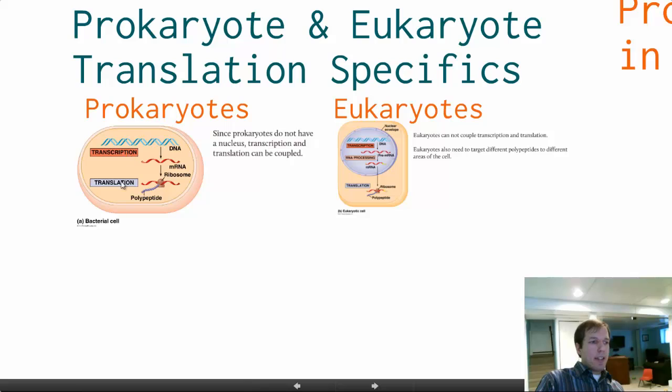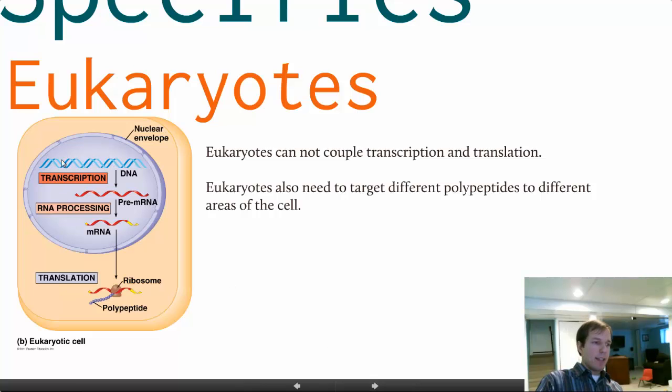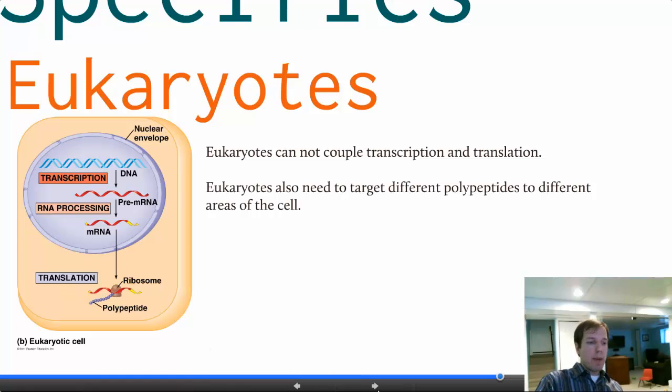This process, transcription and translation, happens simultaneously in bacteria cells, because they don't have a nucleus. So the DNA, the mRNA, and the ribosome can all physically touch each other, but in eukaryotes we separate that out into 2 separate processes. Transcription happens inside the nucleus, whereas translation happens outside the nucleus at a ribosome that might be anywhere in the cell.